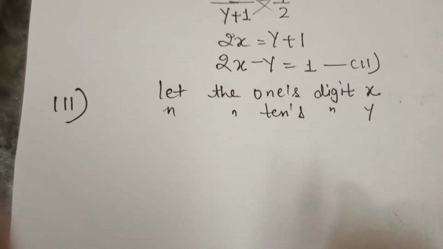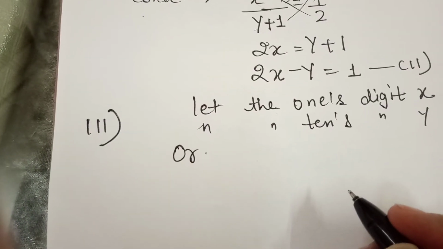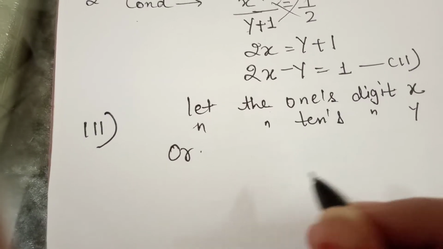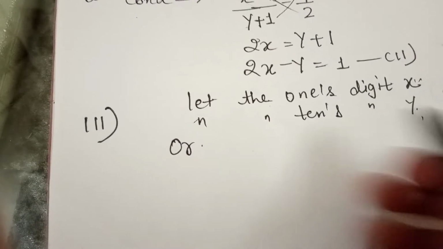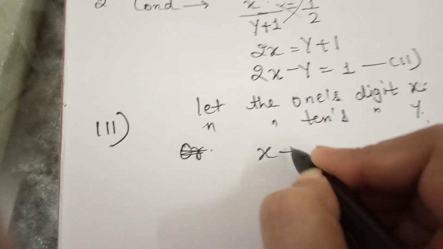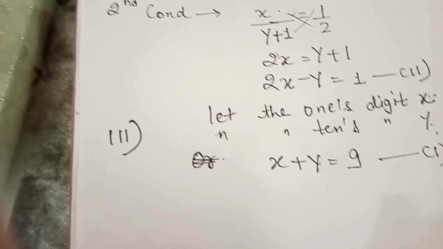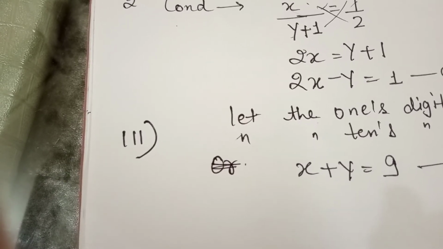ठीक है. So first you make an original number. What are they saying? The sum of the digits of a 2-digit number is 9. 2 digit जो नंबर है उनकी डिजिट का सम कितना है? x plus y equal to 9. So this is your first equation, because they are saying the sum of the digits of a 2-digit number is 9.